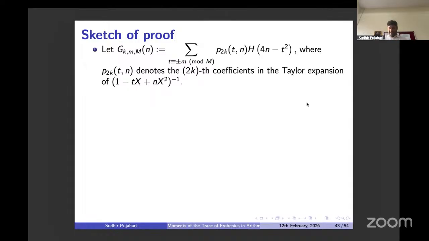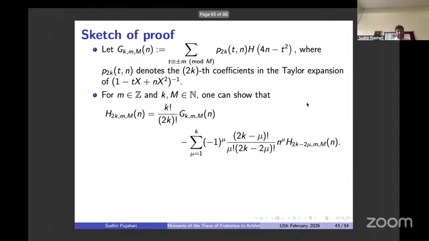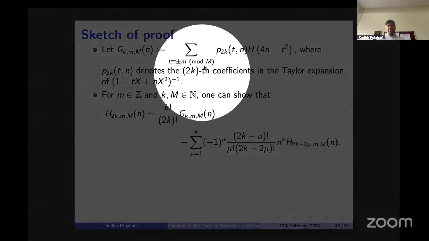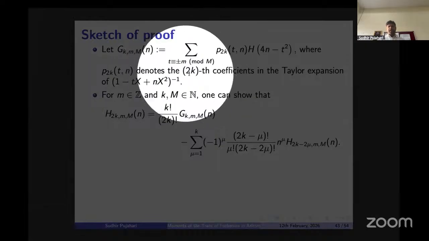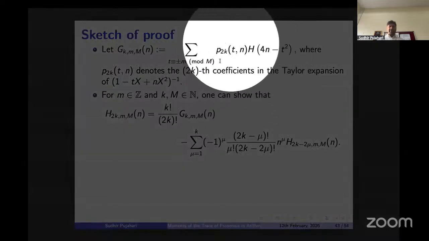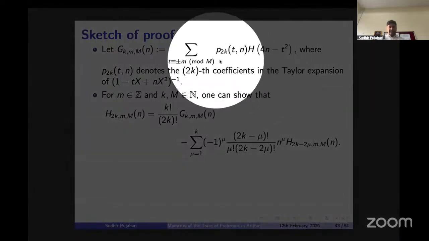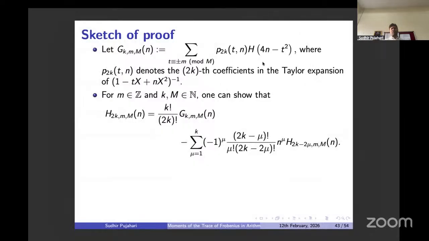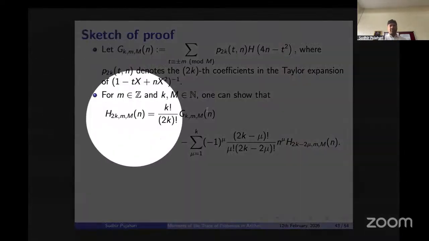So before proceeding, let me give a brief sketch of the proof. How do we obtain the even moment? The odd moment we can also obtain in a similar fashion. The even moment of the Hurwitz class number. So let G_{k,M}(n) be the sum over t so that t satisfies the congruence condition, of P_{2k}(t, n), which is precisely the 2k-th Fourier coefficient of the Taylor series expansion of the reciprocal of this polynomial.